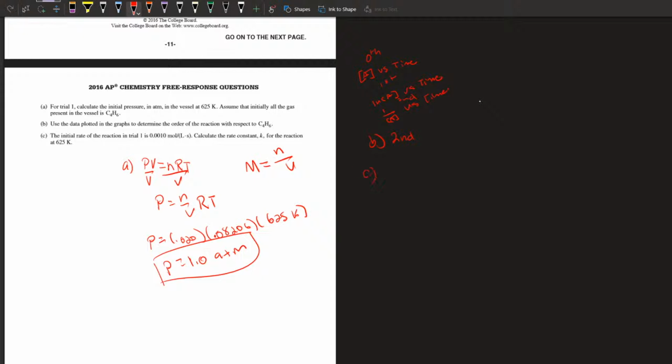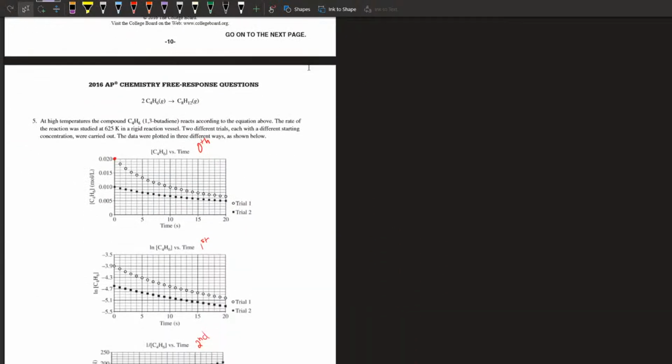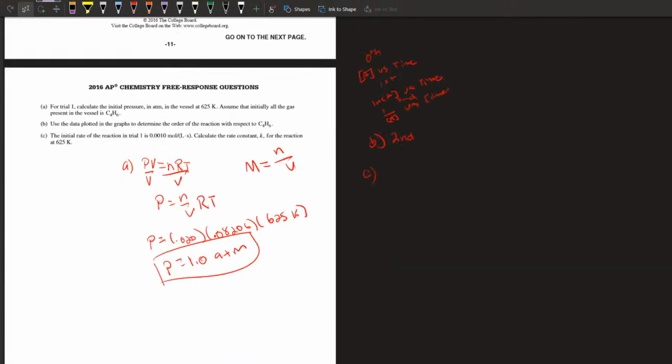The initial rate of the reaction in trial 1 is 0.001 moles per liter times second. Calculate the rate constant K for the reaction at 625 Kelvin. So we only have this here. And what we're going to do is say that rate is equal to K times [C4H6] squared, since it's 2nd order. And it's asking for K, and we have 0.001 mole per liter times second. So let's plug that in.